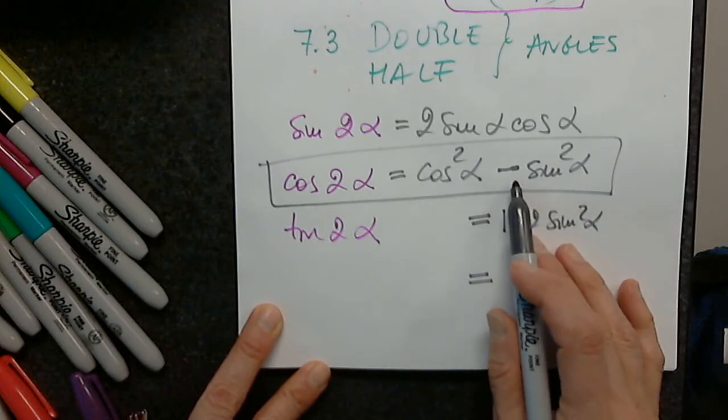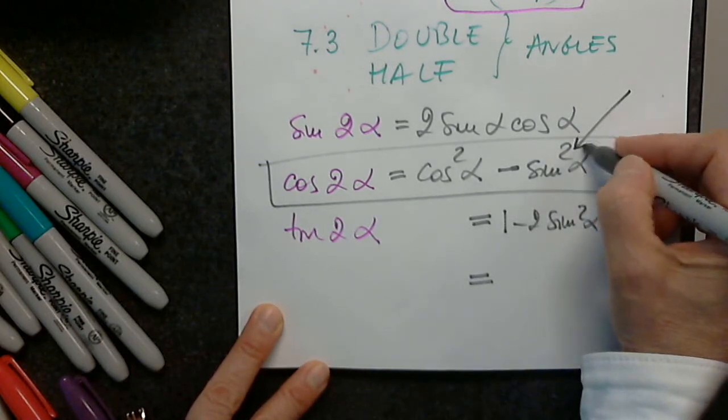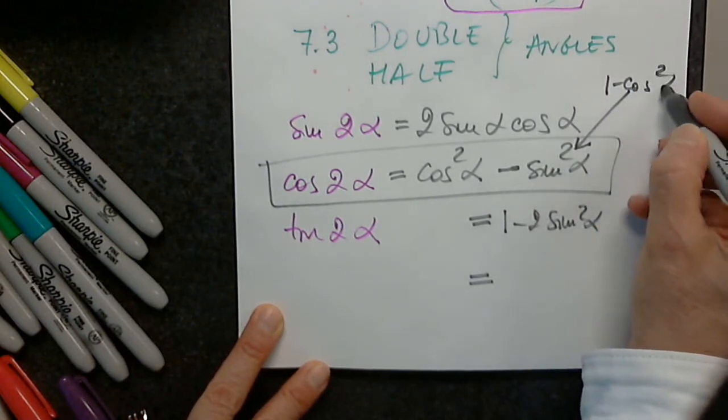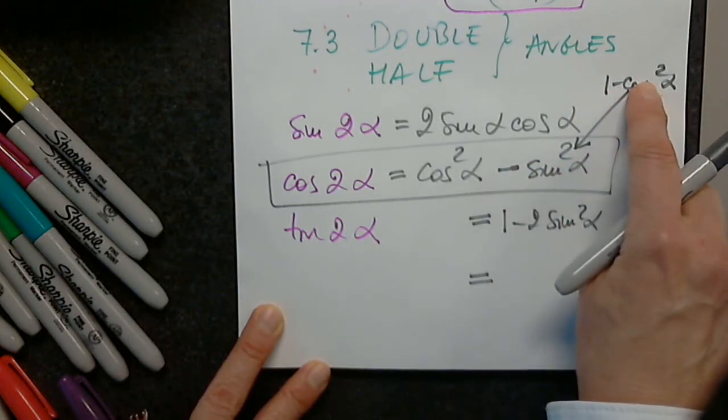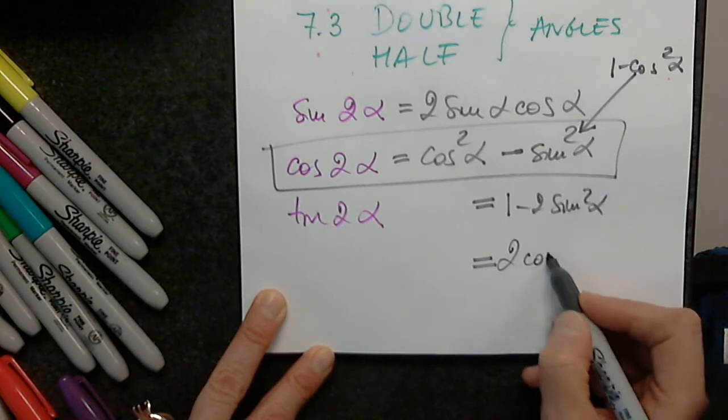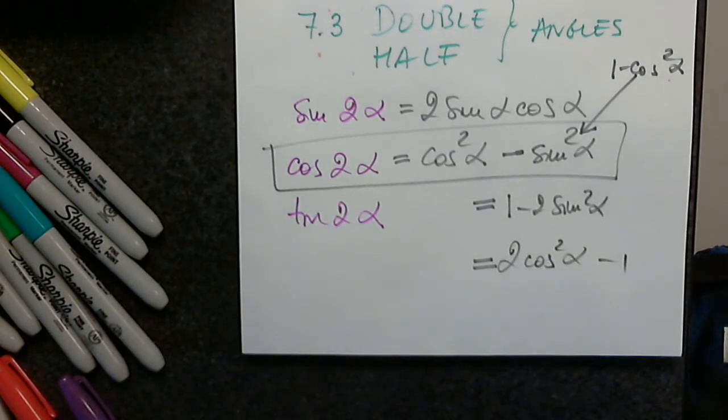Because I have to distribute negative 1. So if this piece becomes 1 minus cosine squared, I have minus 1 but plus cosine squared. So 2 cosine squared. That's it. So you can say that sine twice alpha has only one possible expression, but cosine twice alpha has 3 possible expressions, but they're not different, right?